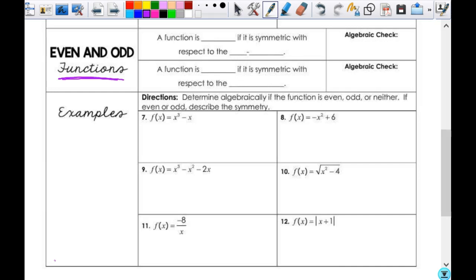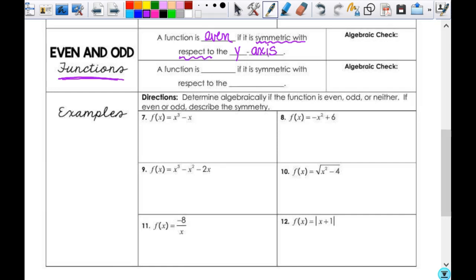So we have a function. A function is even, okay? Something called an even function if it is symmetric with respect to blank. Okay, so that's symmetric with respect to. Sounds weird, but it's formal, and that's correct language for that. All it means is that it has symmetry, and it's either x-axis, y-axis, or origin. So a function is even if it is symmetric with respect to the y-axis.